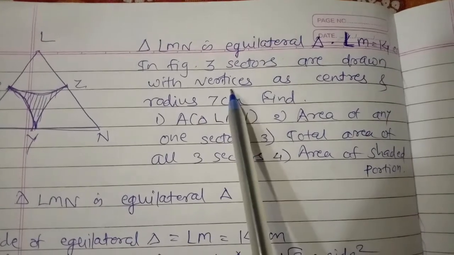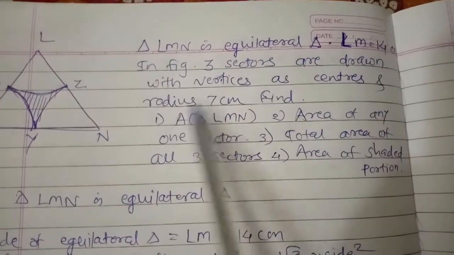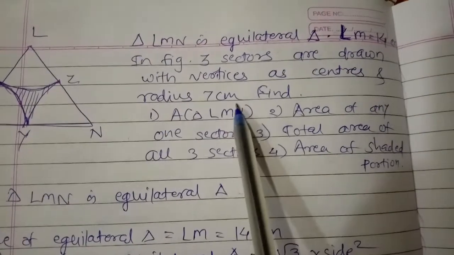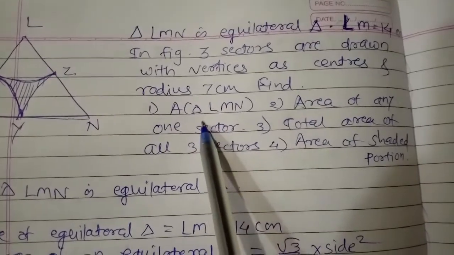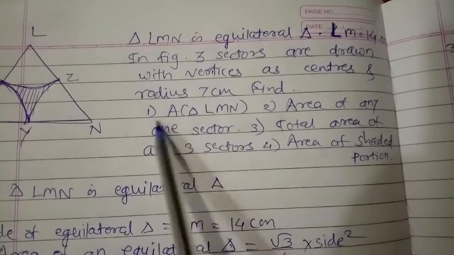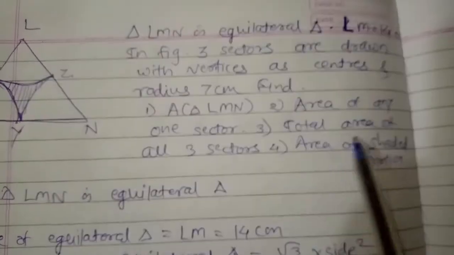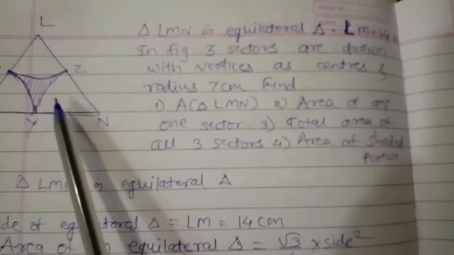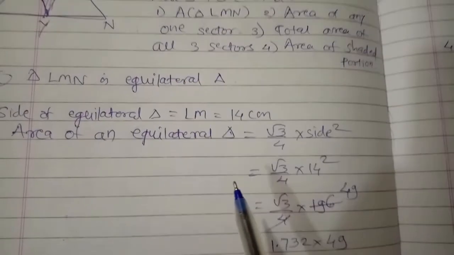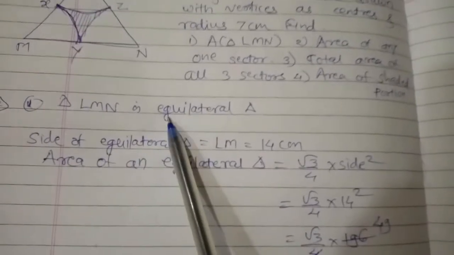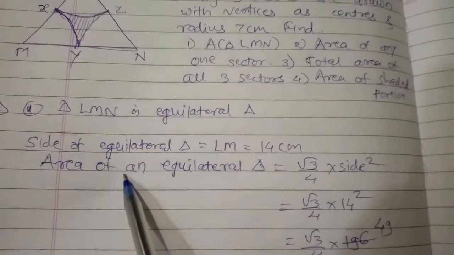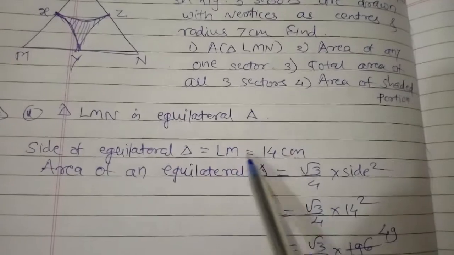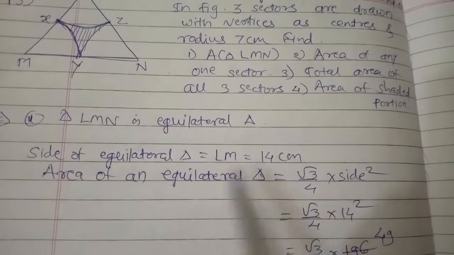These are drawn with the vertices as the center, and the radius is 7 centimeter. And we have to find out the area of triangle LMN, area of any one sector, then total area of all 3 sectors, and area of shaded portion. So this one is the area of shaded portion. So 4 things we have to ask in this example. You are given that it is an equilateral triangle. So side of the equilateral triangle you are given, that is 14 centimeter.